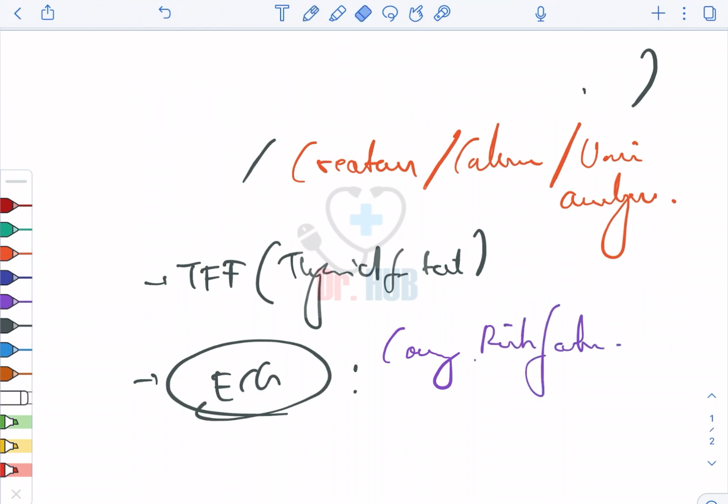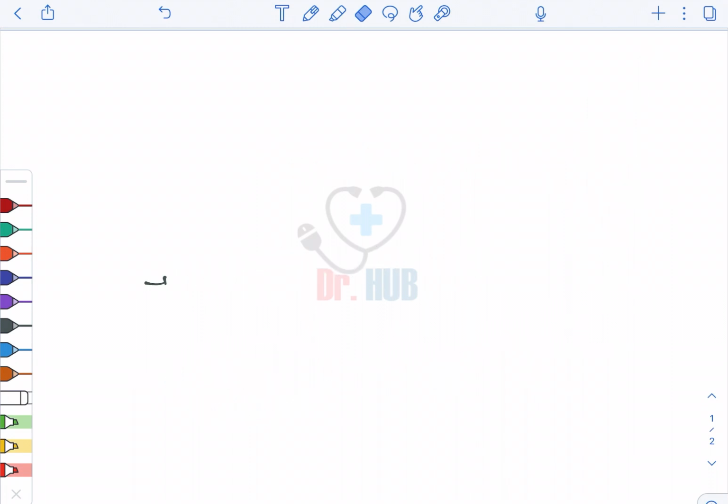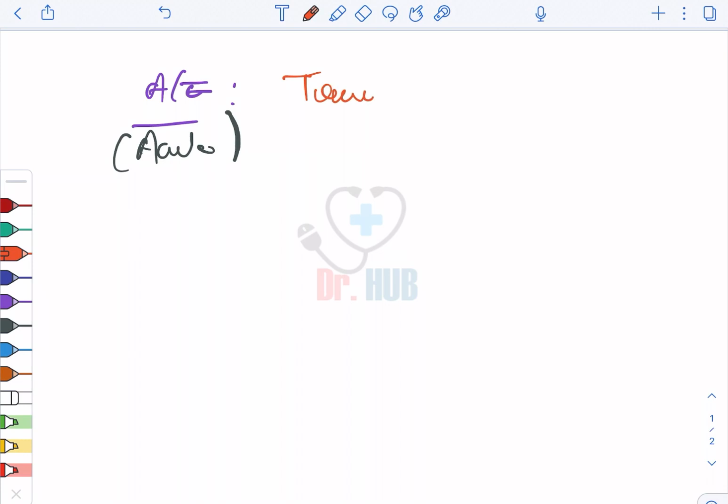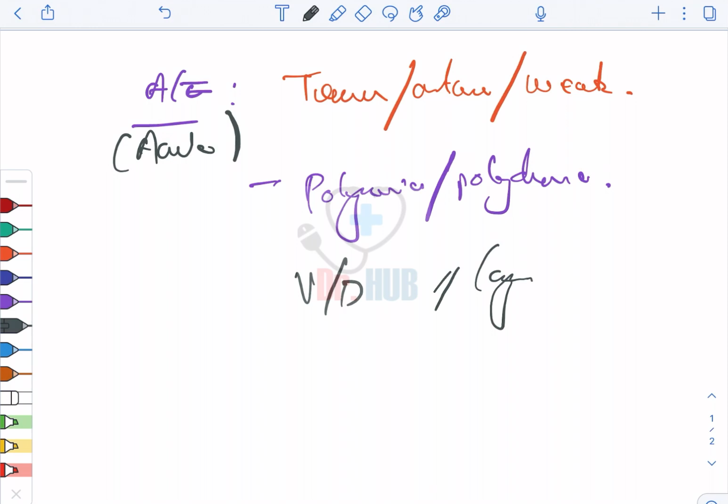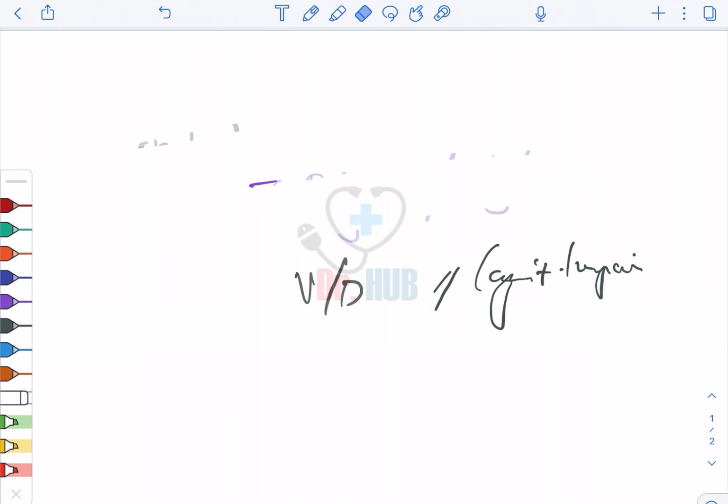So now moving on, we are looking at some of the acute adverse effects. In case of specifically acute adverse effects, this includes tremors, ataxia, as well as weakness. Then it also includes polyuria, polydipsia. Then also vomiting and diarrhea and cognitive impairment. Now this was the acute.